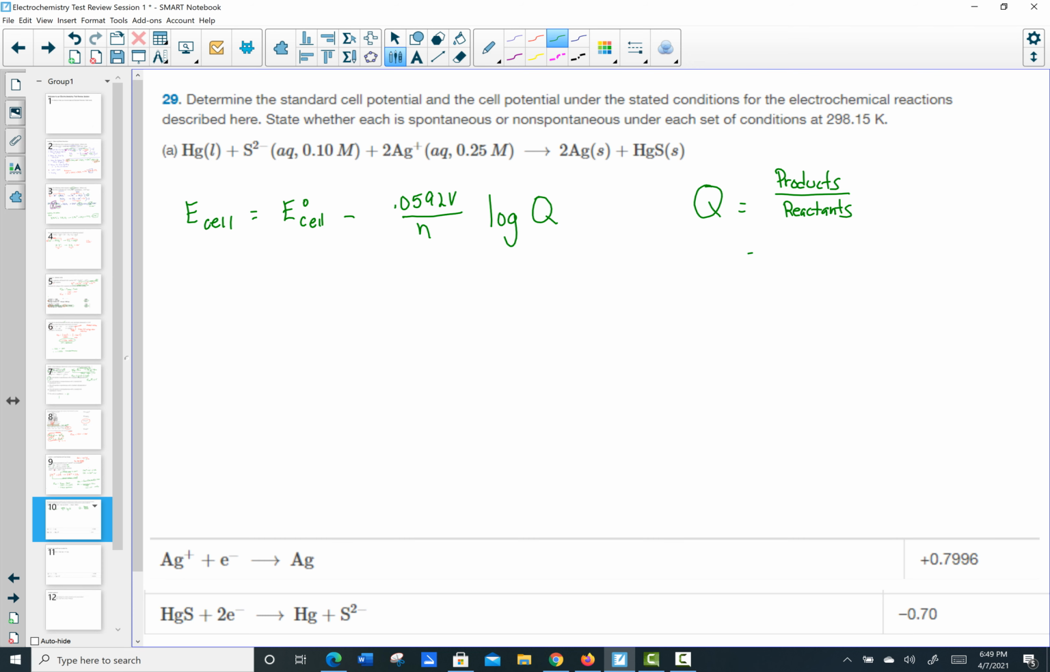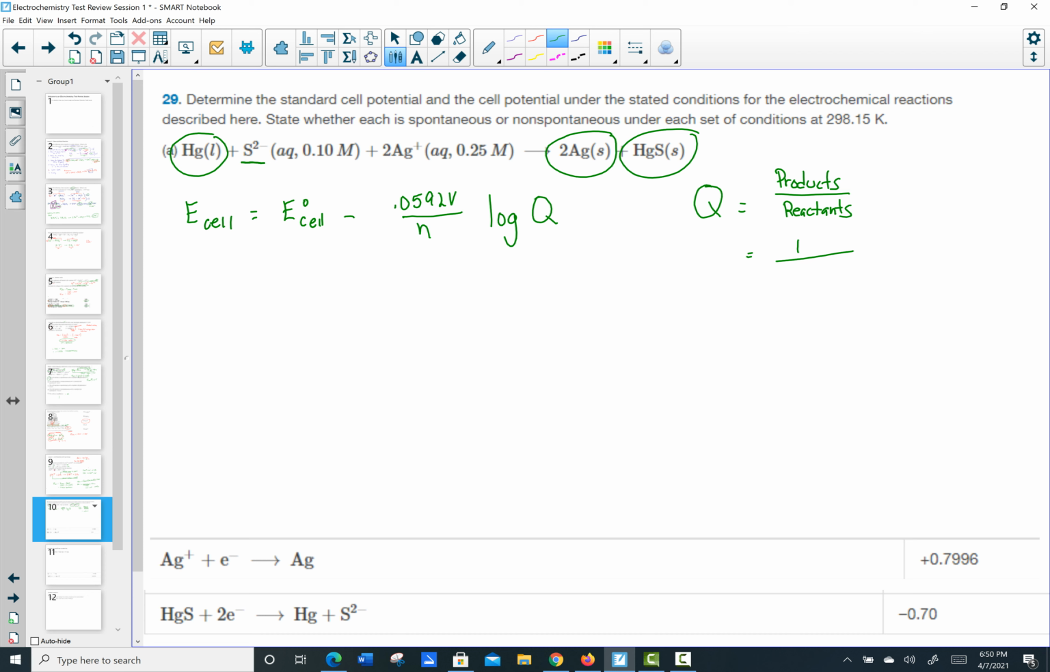So let's examine the products first. The product gives me solid silver and solid mercury sulfide. Pure solids and pure liquids are not used in an equilibrium expression, so there are no values for the products. I'll just represent that as 1. Let's look at the reactants. Here's mercury in its pure form as a liquid. Pure liquids are not represented in an equilibrium expression.